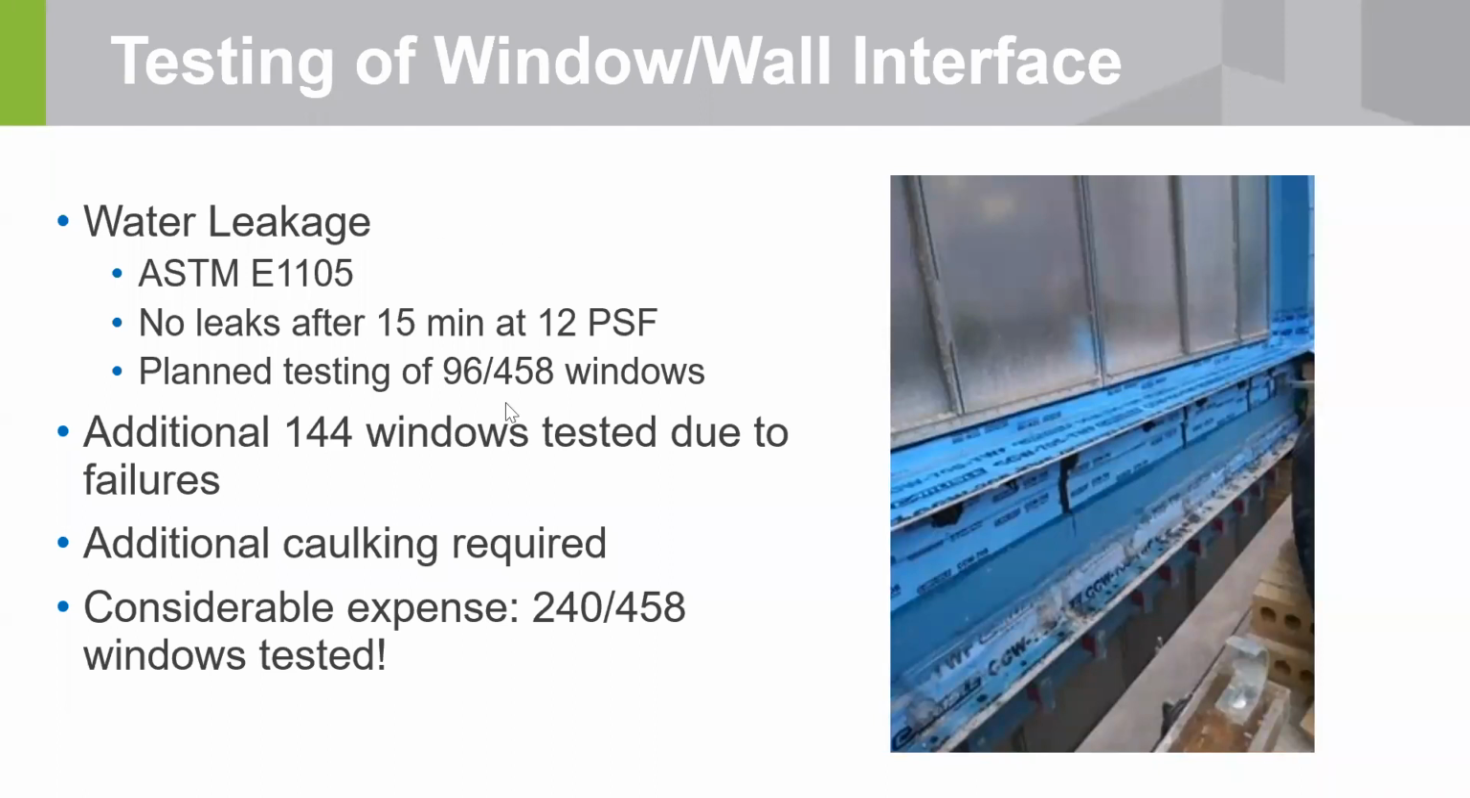They planned on testing 96 of the 458 windows. Because of the challenges in sealing the windows that I described, a lot of them failed. So an additional 144 windows were tested, and they had to be caulked again to pass the test. It was a considerable expense. In the end, 240 out of the 458 windows were tested, but at the end of that, it felt pretty darn good about how tight the seal of the window to the wall is.